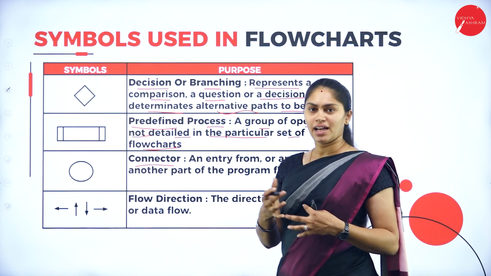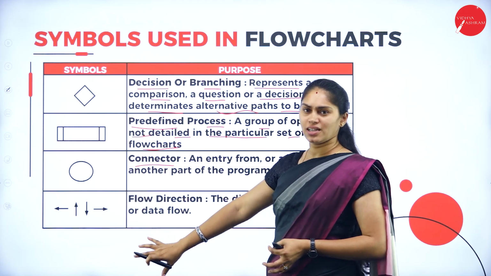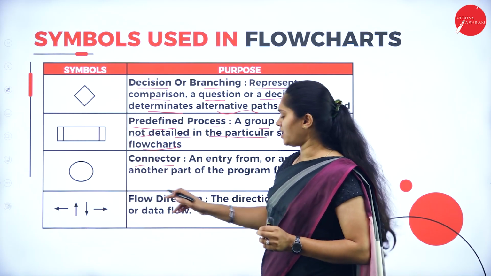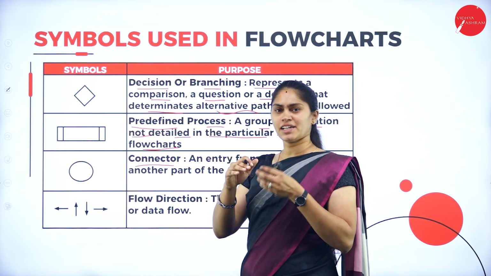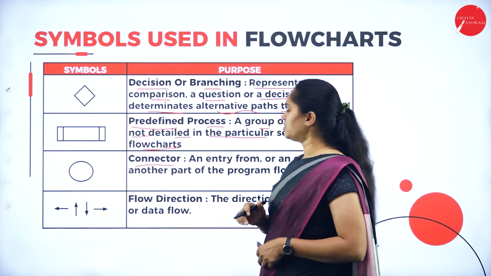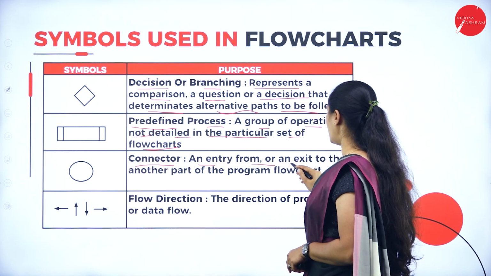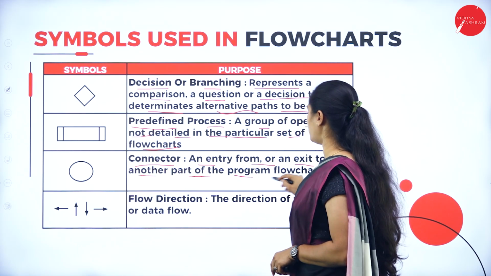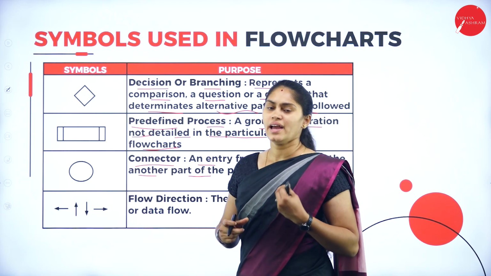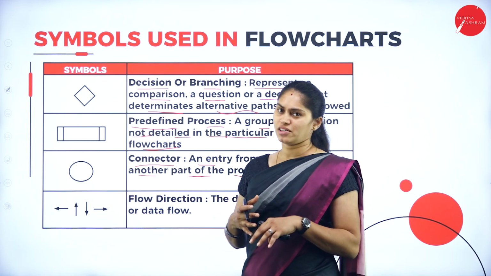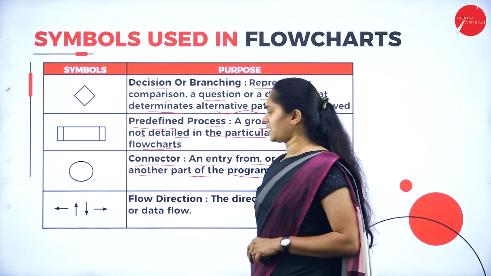Next we have a connector. I have written some flowchart here and I want to go to the next page. Then I have to use this connector in order to connect the disconnected flowchart to another flowchart. So an entry from, or an exit to, another part of a program flowchart, in order to merge one or more flowcharts, or to establish a connection between different flowcharts, we have this connector here.